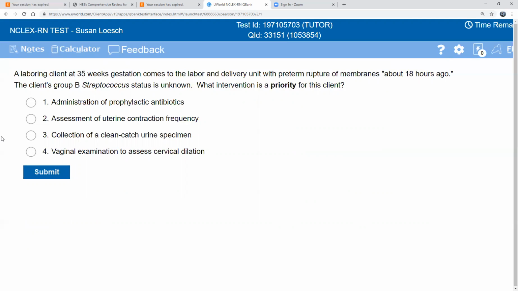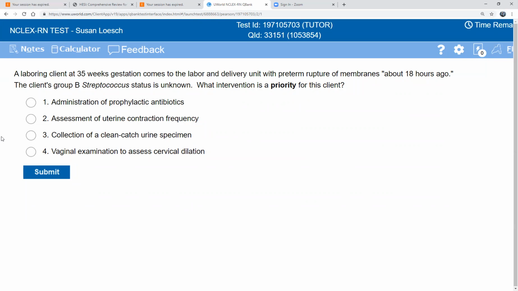So we're looking for what we would do. So 30-week gestation. So how do you test for group B strep, whatever it's called? Well, I'm guessing that you would do a clean catch. Yeah, so I was thinking too.